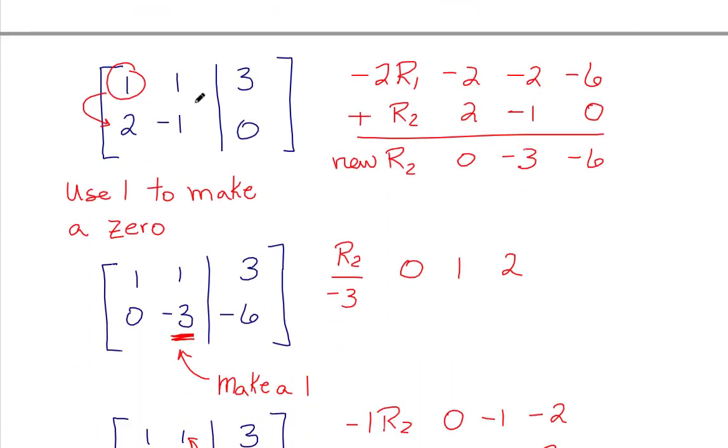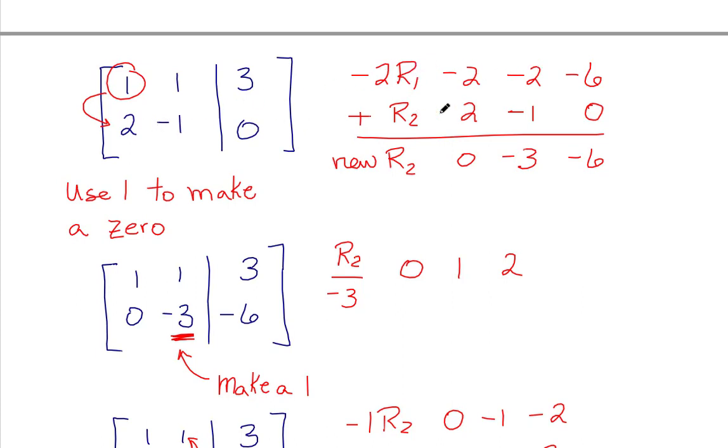our example. I want to use this 1 to make a 0 under it. Well, why? Well, remember, I'm trying to get ones here and zeros in the other places. So we're going to work left to right, use the 1 to make a 0. Now don't worry about those other numbers. Just ask yourself, what would you multiply by 1 so that when you add it to 2, you make a 0? So what that means is I'm going to take -2 times this whole row. So -2, -2, -6.